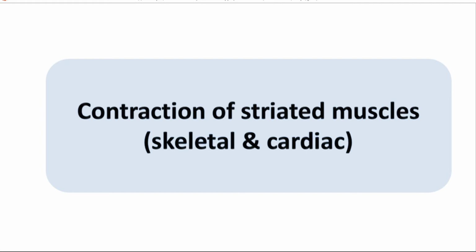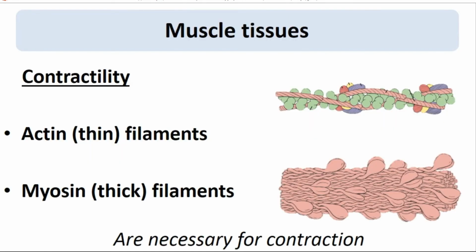So now we are going to the contraction of striated muscles, skeletal and cardiac muscles. Let's look at how they contract. You know that muscle tissue contractility is provided by the presence of actin thin filaments and myosin thick filaments. They are necessary for contraction. So contractility is provided by two types of filaments, actin and myosin filaments, and they are arranged in different patterns. Let's look at how they provide muscle contraction.